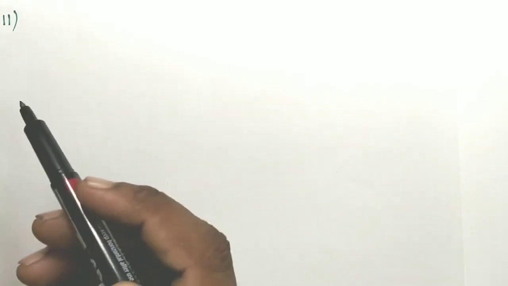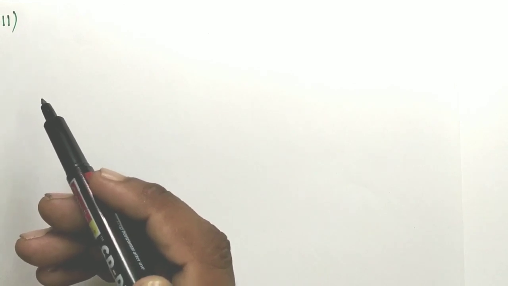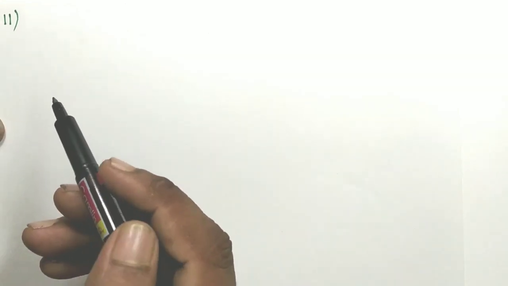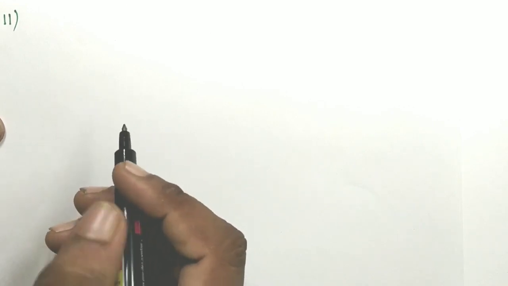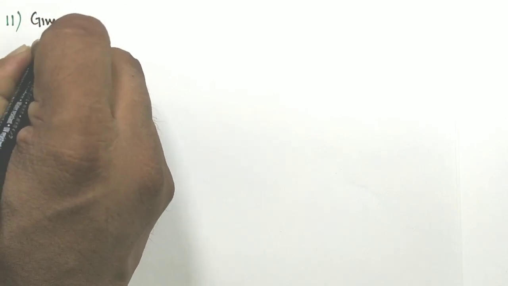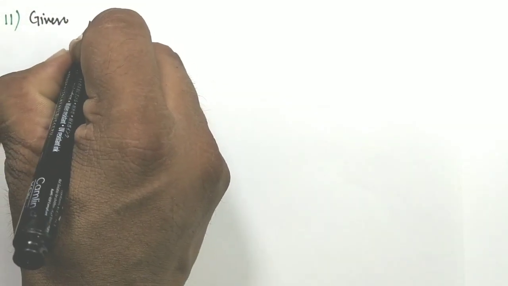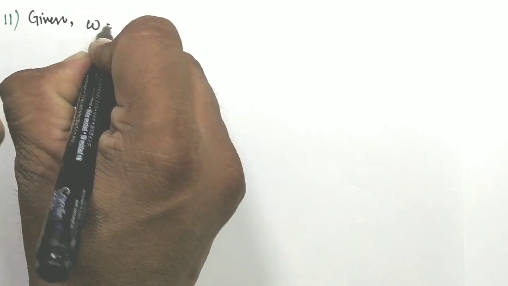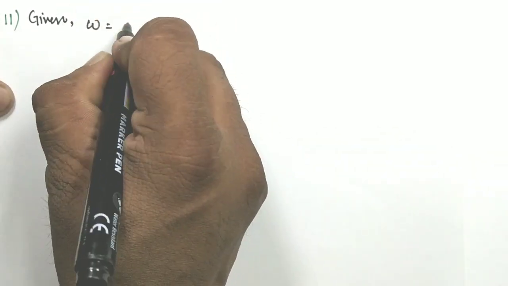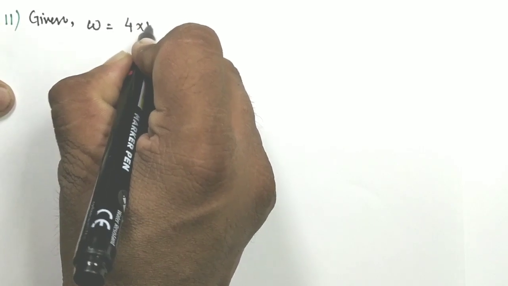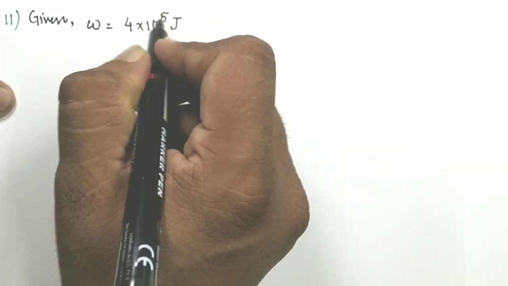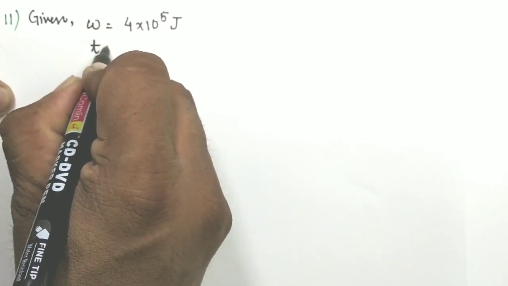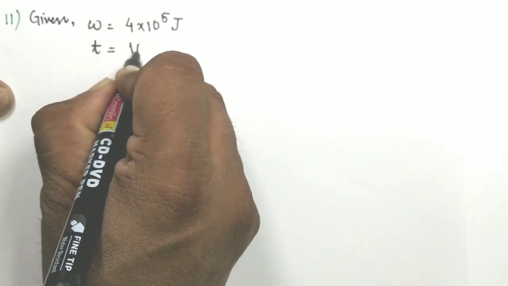Students, let's start with the solution for question number 11. A pump raises water by spending 4 into 10 raised to 5 joule of energy in 10 seconds. So what is given in the question? Here in the question, the energy consumed by the pump is W = 4 into 10 to the power 5 joule. This amount of energy is consumed by the pump for the time interval t = 10 seconds.